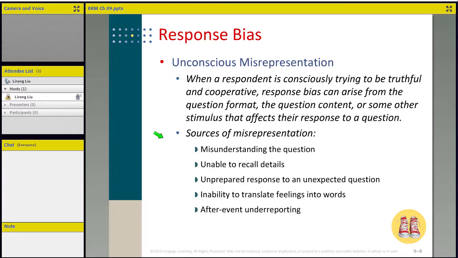Or sometimes we just cannot recall the details. It's a long time ago, right? I just can't recall everything there. There are a lot of situations that will make people give incorrect answers unconsciously. That means they try their best, but they just cannot give the very accurate answer there.